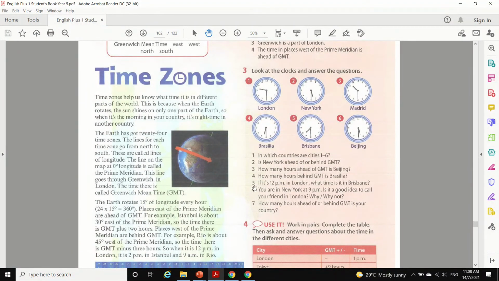Okay. Number 5. If it's 12 p.m. in London, okay, so we have to adjust our time to 12 o'clock. What time is it in Brisbane? Okay, Brisbane. So now we count this one first. 9:30 and 7:30. The difference is 9:30, 8:30, 7:30. So you go backward. It's only 2 hours behind.